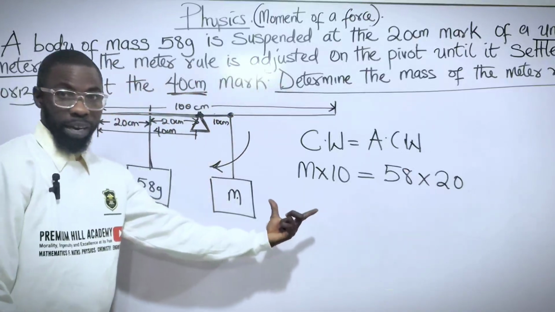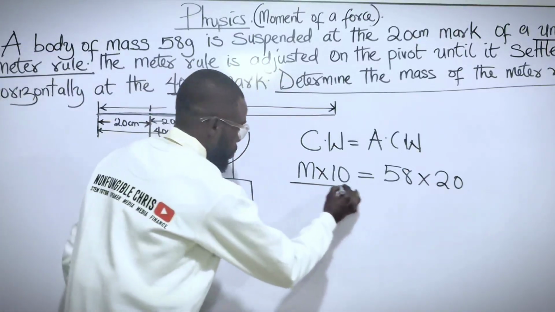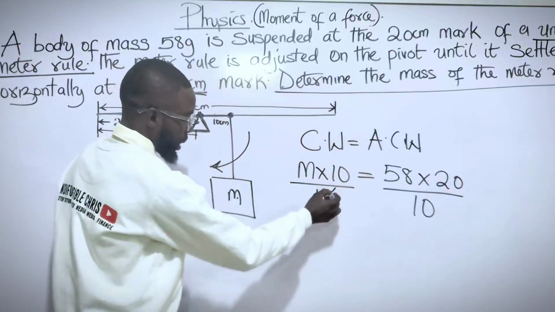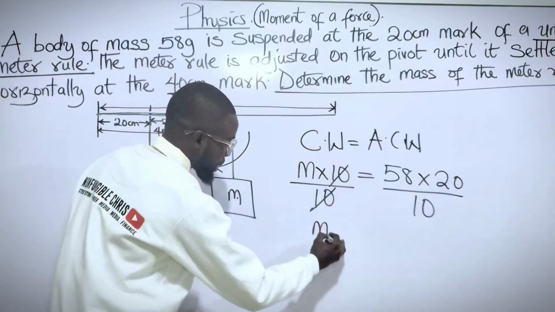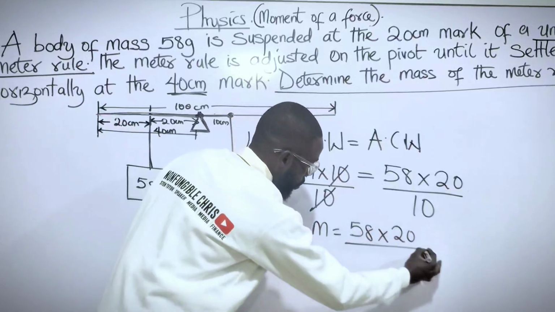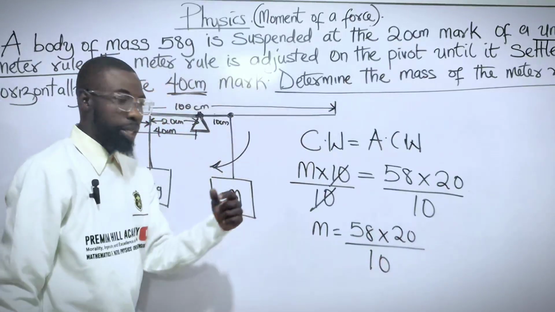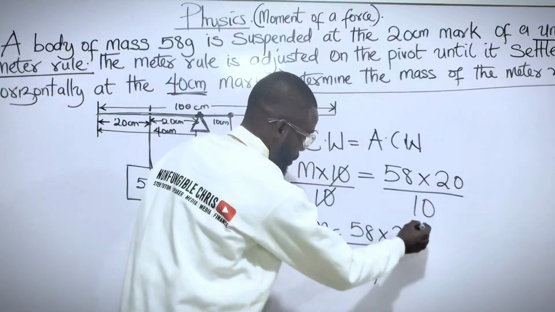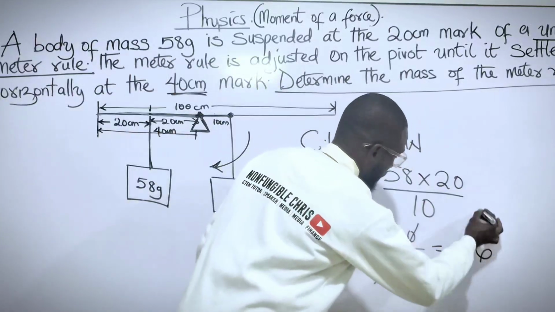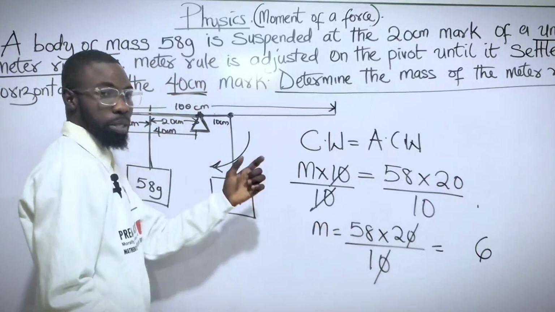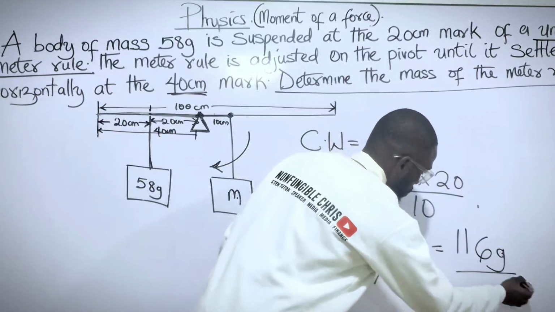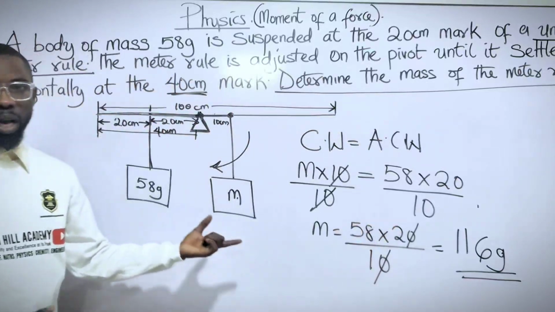So we divide both sides by 10, so that 10 takes off 10. Our mass becomes 58 times 20 over 10. At this point, 0 will take out 0. And then 2 times 8 gives us 16, write 6, carry 1. 2 times 5 gives us 10, plus that one we have 11. So the mass of the meter rule is 116 grams. You see how easy it is.